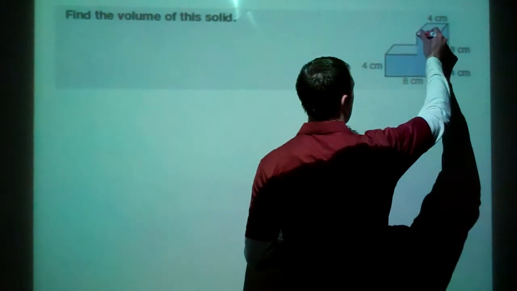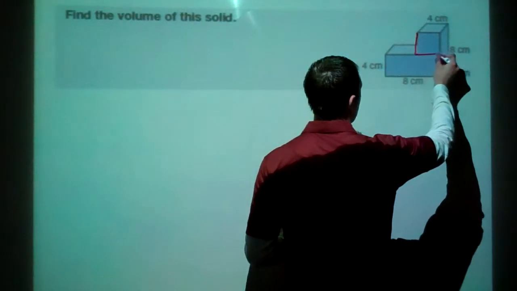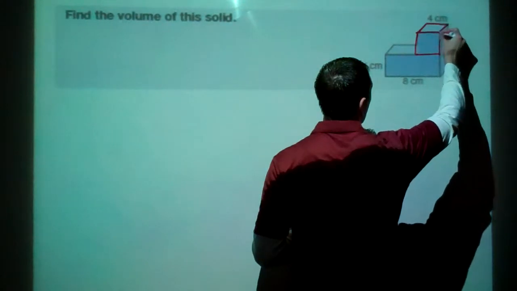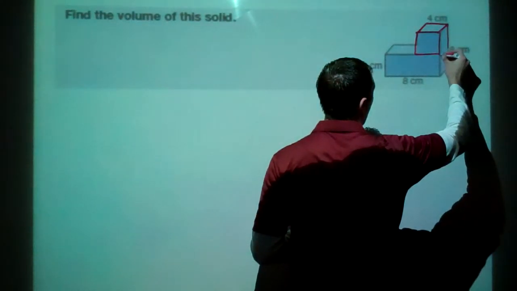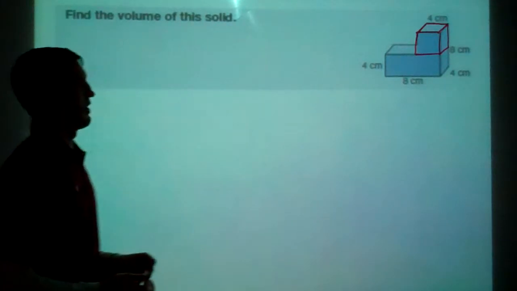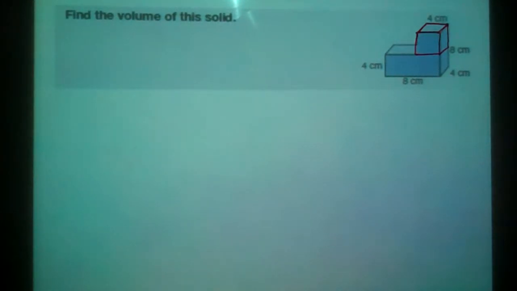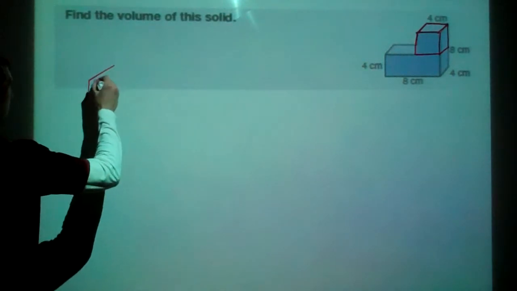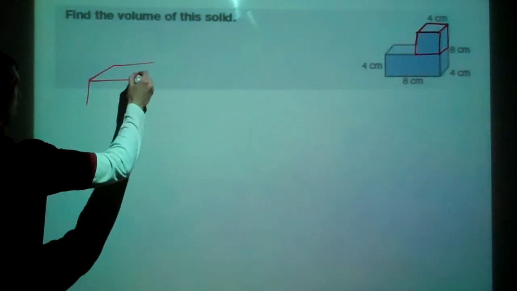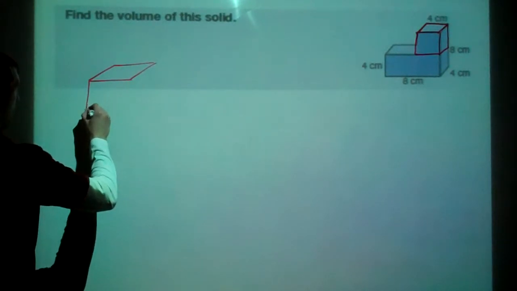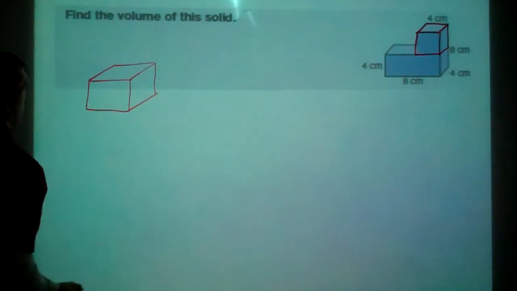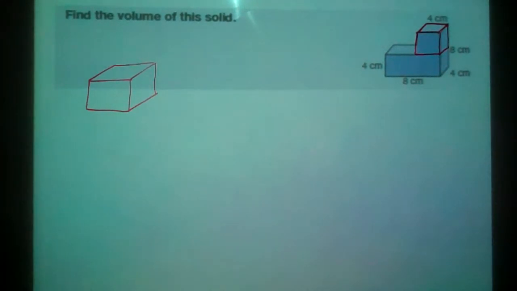So we need to look at this piece right here. Something like that, okay? So we have that top part and we have a bottom part, two prisms. So let's pull those apart here. Alright, and let's just first focus on the red one. We got to figure out the dimensions here.